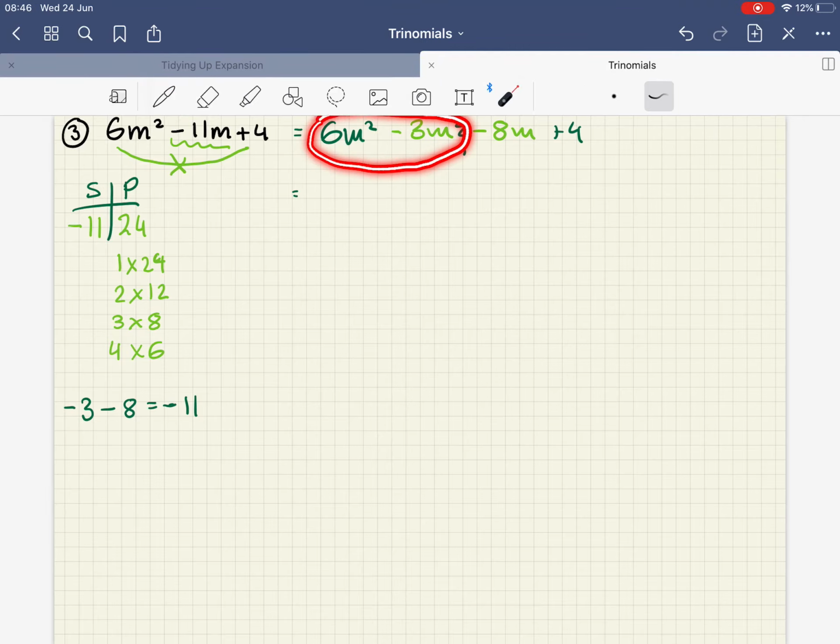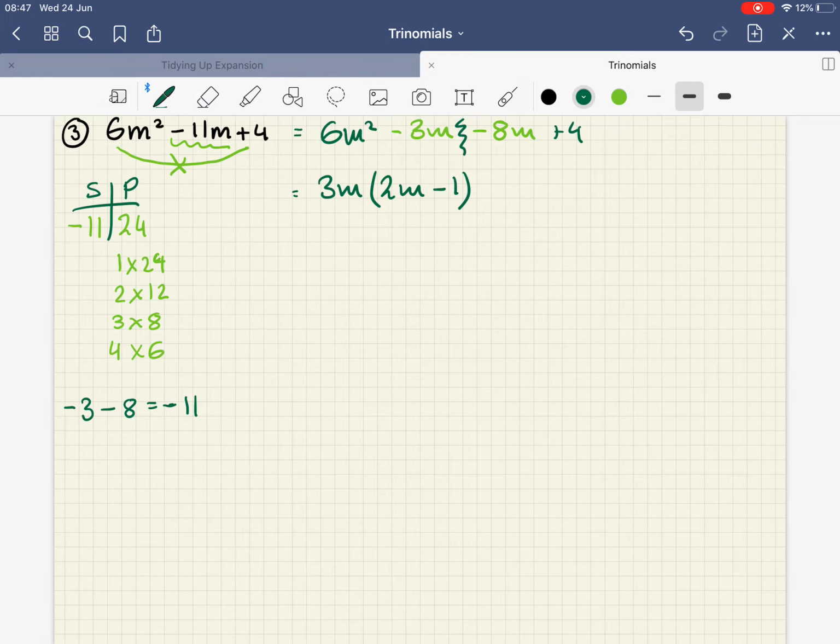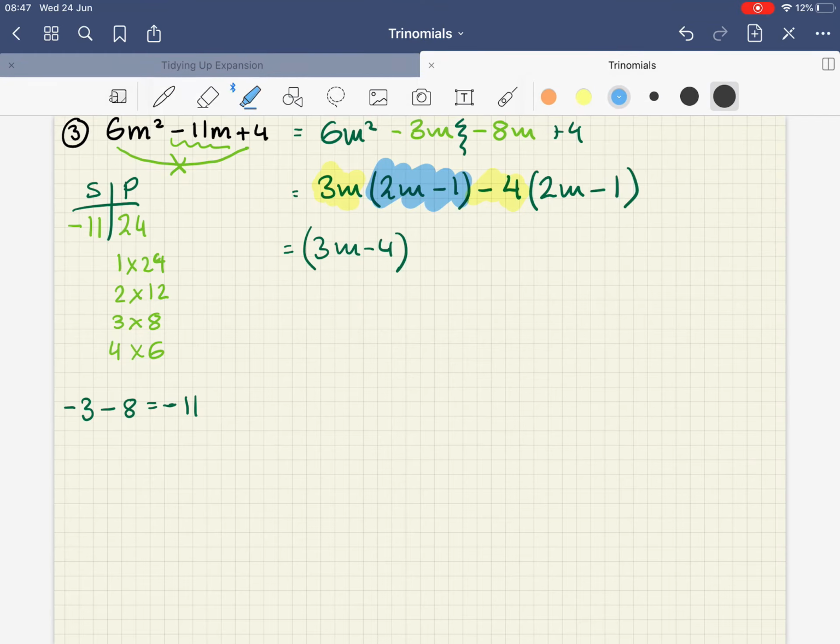Highest common factor on this first half will be 3m. Inside a bracket will be 2m minus 1. Because that's a minus, need a minus here. Then the highest common factor here is 4. And inside the bracket will be 2m. I have a negative on the outside, but I'm wanting a positive, so I need a double negative. And then one of my brackets will be the 3m minus 4. And then my other bracket will be 2m minus 1.